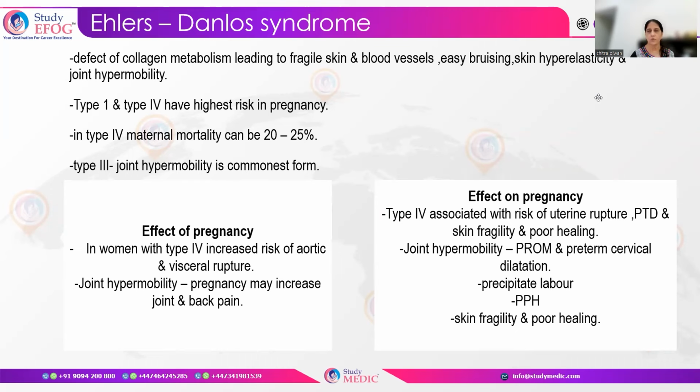Effect on pregnancy of the disease. So type 4 is associated with risk of uterine rupture, preterm delivery, and increased skin fragility and poor healing. Those who have joint hypermobility are at an increased risk of PROM and preterm cervical dilatation. They can have precipitate labor. They can have postpartum hemorrhage and skin fragility and poor healing.